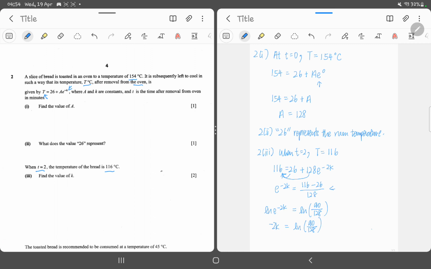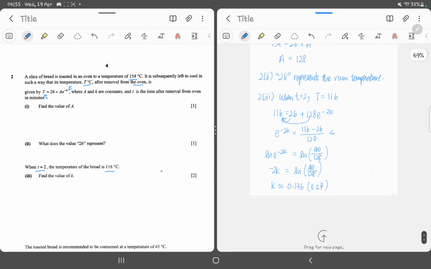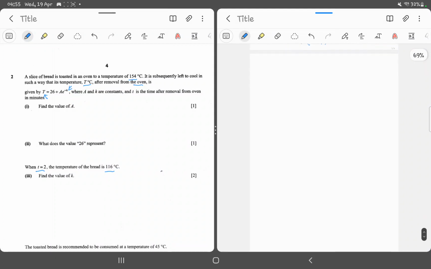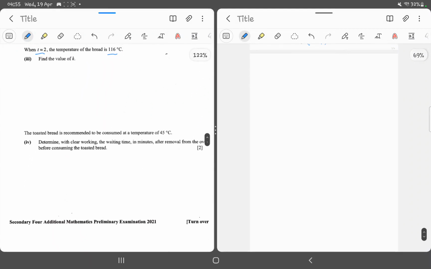Okay, so solving for this, just key in your calculator, we can see that k is approximately equal to 0.176, rounded off to 3 significant figures. And we are done with 2 part 3. So moving on to the last part of the question.